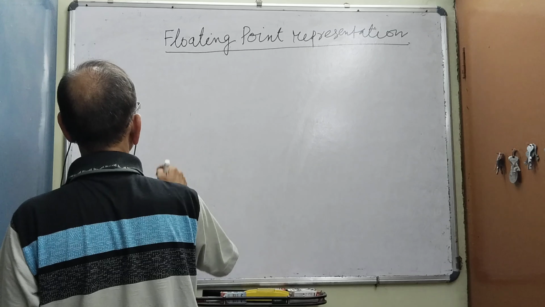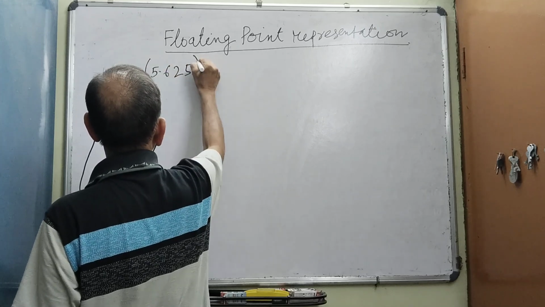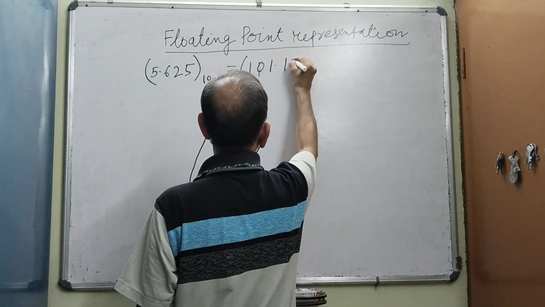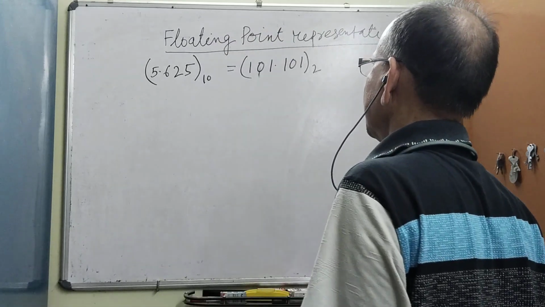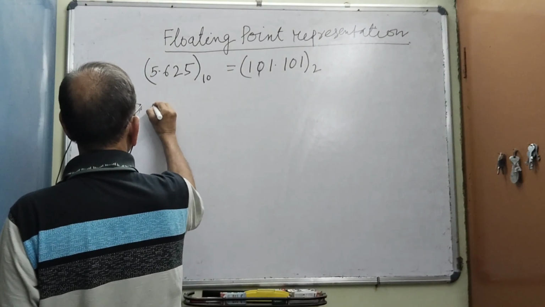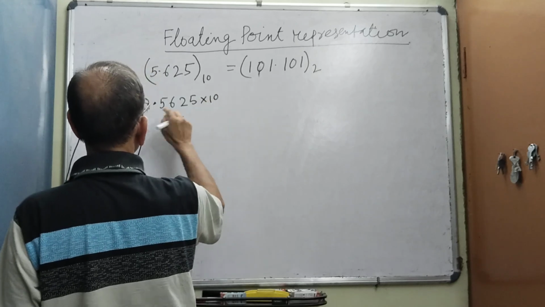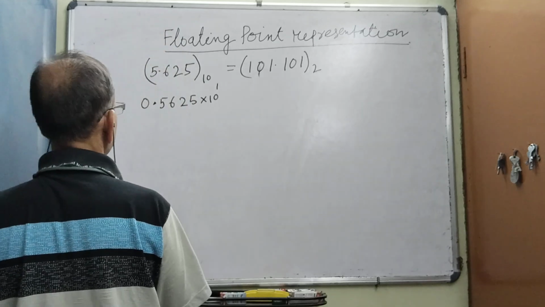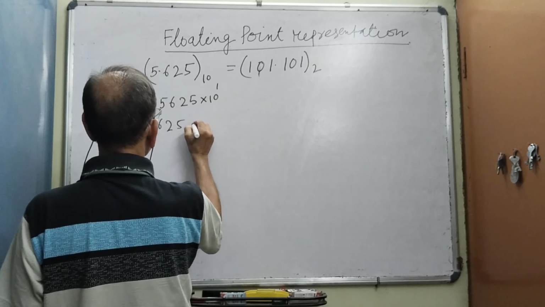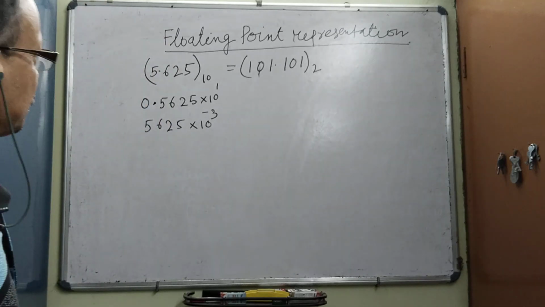So we check it, 5.625 is the base 10, and it is converted into 101.101. It is the binary form. And I have already mentioned that we can write it 0.5625 into 10 to the power plus 1, or similarly, we can write 5625 into 10 to the power minus 3. We can write similarly here also.